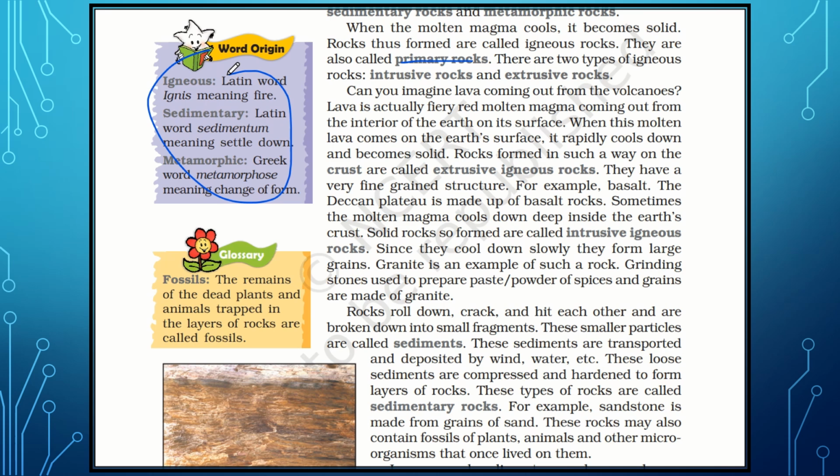Now sedimentary comes from the Latin sedimentum, meaning settle down. We will understand what a sedimentary rock is soon. Now metamorphic comes from the Greek metamorphose, meaning change of form. Metamorphic means change of form in the rocks.